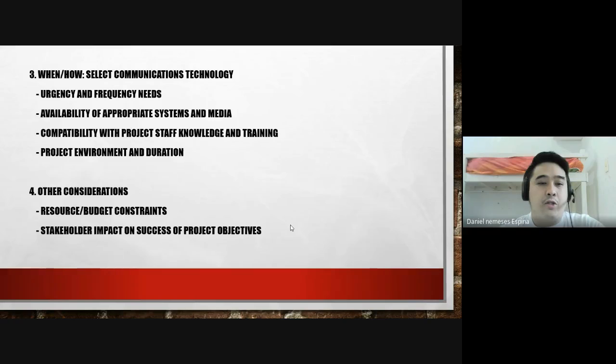So other considerations, of course the resource or budget constraints. So even though you want this type of technology, depende na siya sa budget nga i-allocate. Second is stakeholder impact on success of project objectives. So those important stakeholders, especially those na na-impact sa success sa project, so mao gyud siya dapat ang i-prioritize sa paghatag og information.